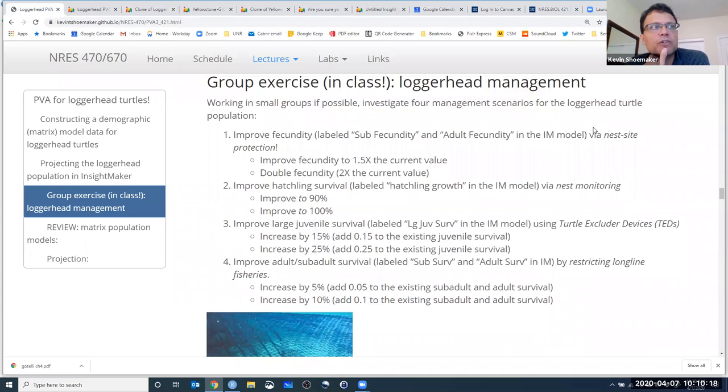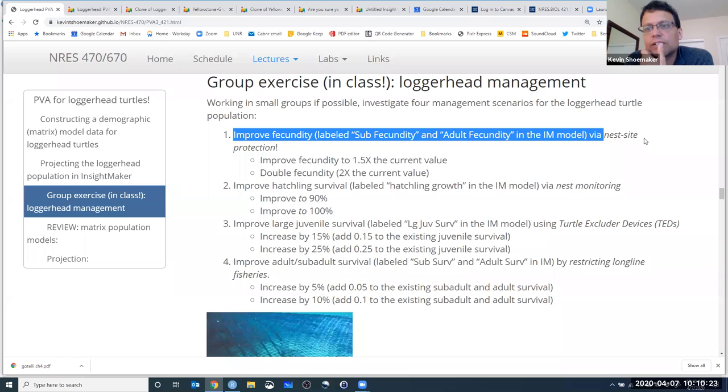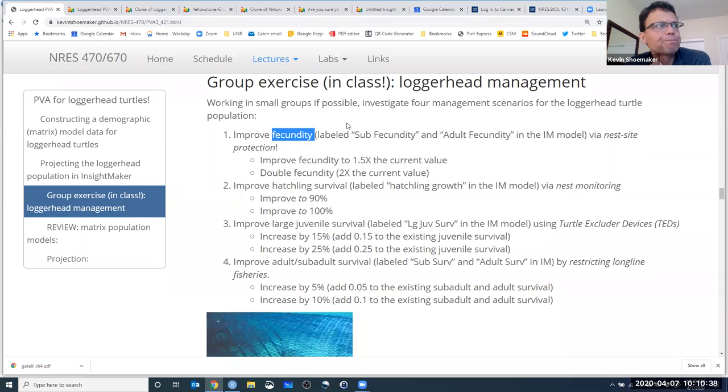So the first one is, one of the threats to loggerhead sea turtles is the destruction or alteration of nesting beaches. So what if we protect nest sites? That would improve fecundity of the model by allowing more females to breed successfully. So we're going to model two different scenarios. Basically, different intensities of nest site protection. We can either improve fecundity to 1.5 times its current value or double it to 2 times the current value.